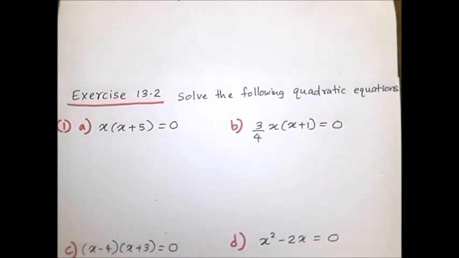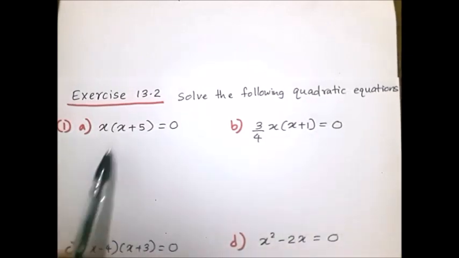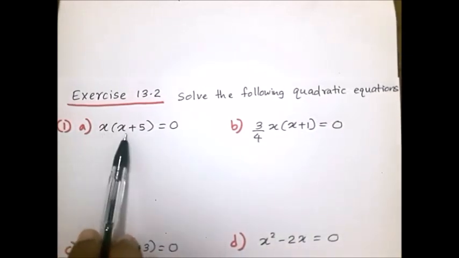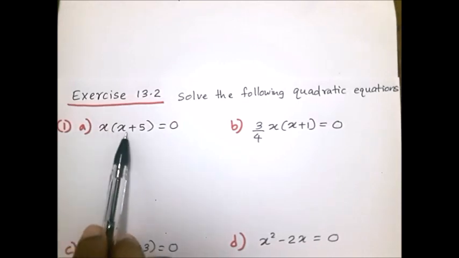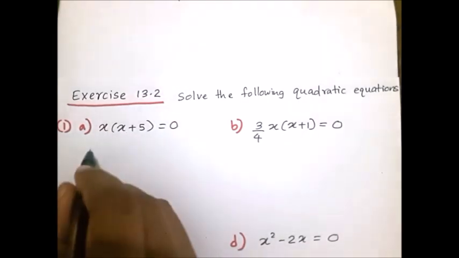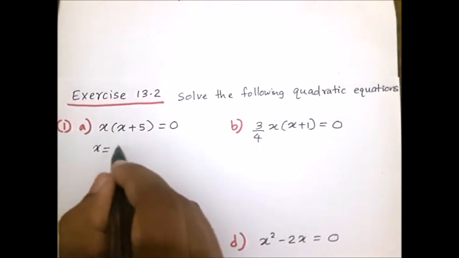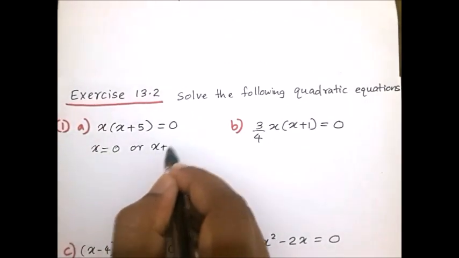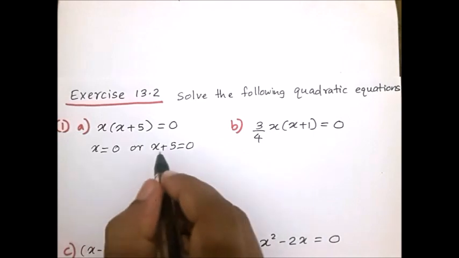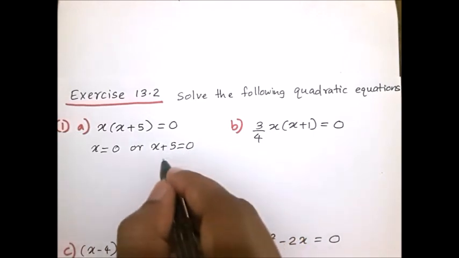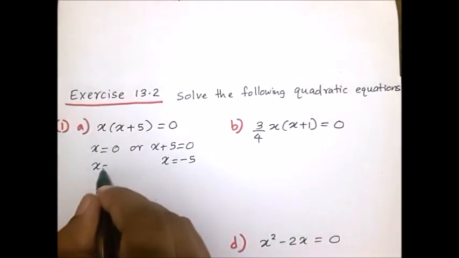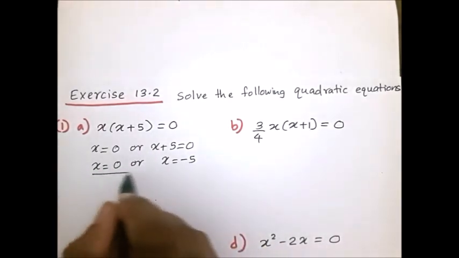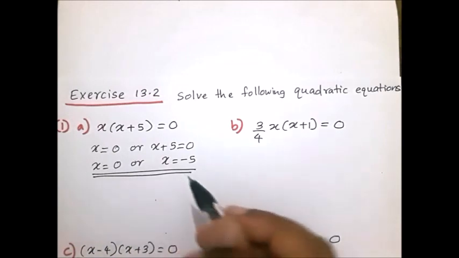Let's start exercise 13.2. Solve the following quadratic equations. Here these are two factors of a quadratic equation. Here multiplication of these two factors is equal to 0. So you can write x equals 0 or x plus 5 equals 0. Here take plus 5 to right hand side. X equals minus 5. This is the answer. X equals 0 or x equals minus 5.